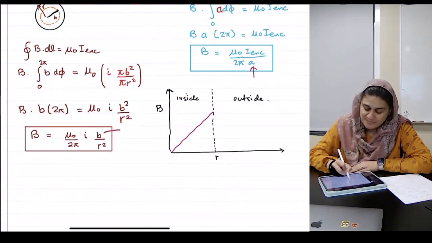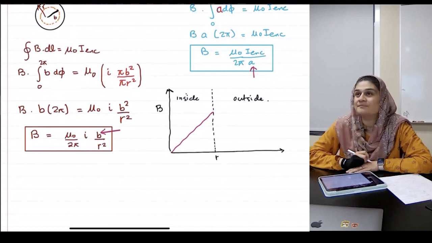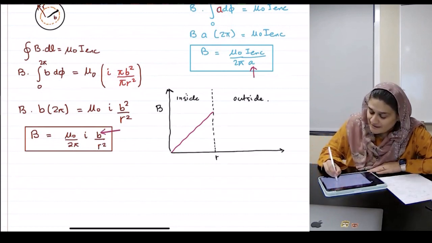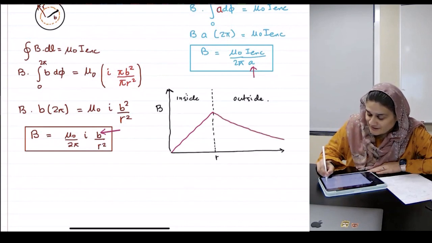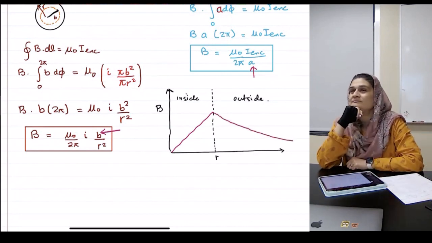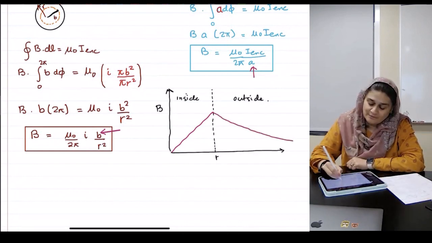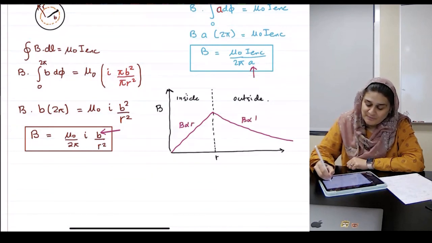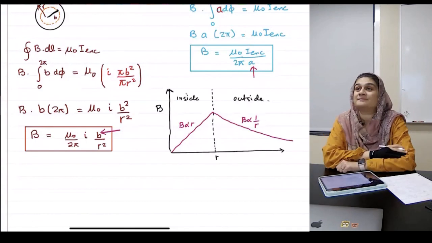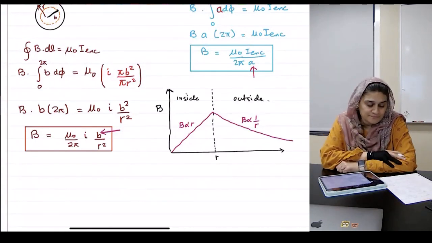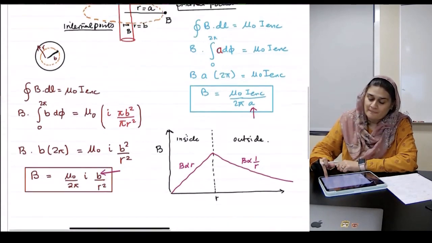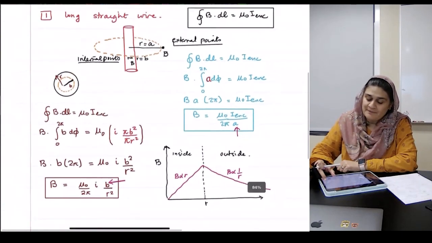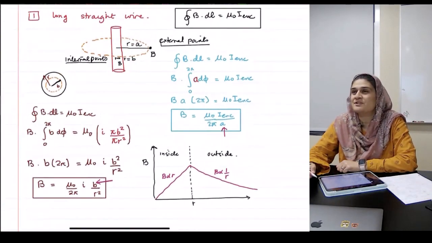Here it varies as B, right? As the B field increases inside, and outside, it decays. So here you can write B is proportional to R, and outside B is proportional to 1 over R. Everybody happy with this explanation? Questions, concerns? Makes sense, right?